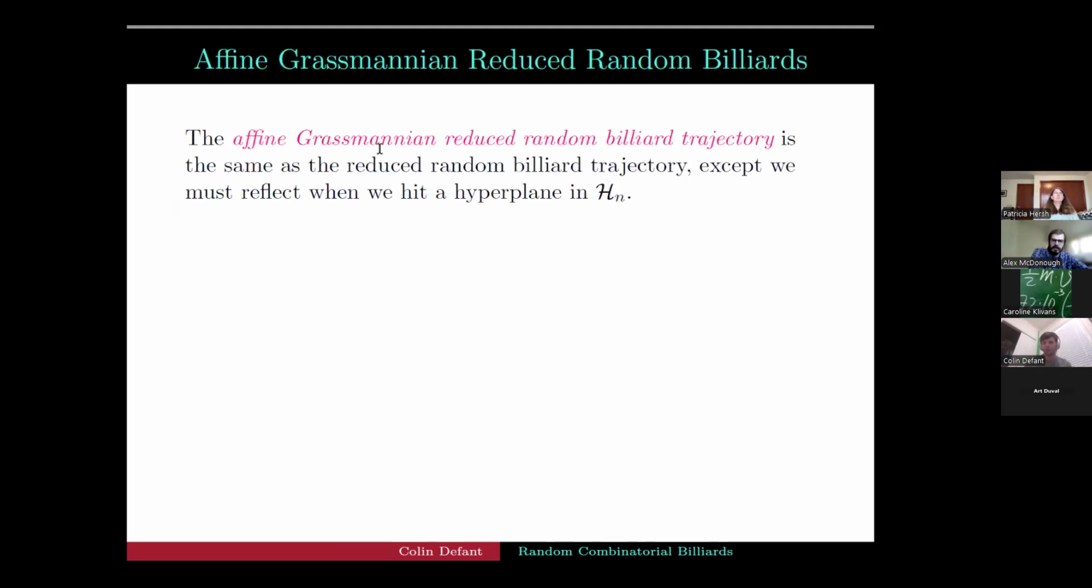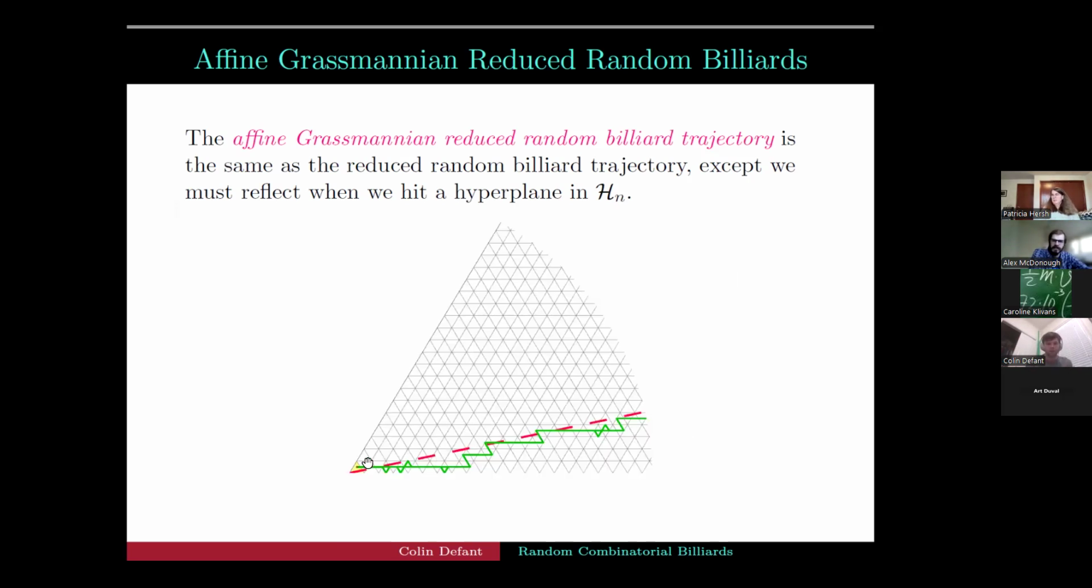There's also an affine Grassmannian version of this. So again, affine Grassmannian for us just means fundamental chamber. And it's the same thing, except we're confined to stay in the fundamental chamber. In other words, if you hit one of the walls of the fundamental chamber, you have to reflect so that you stay inside of the fundamental chamber. And this is another picture from my paper. So I have my beam of light that's zigzagging along, and it's following this red dotted ray. Okay.